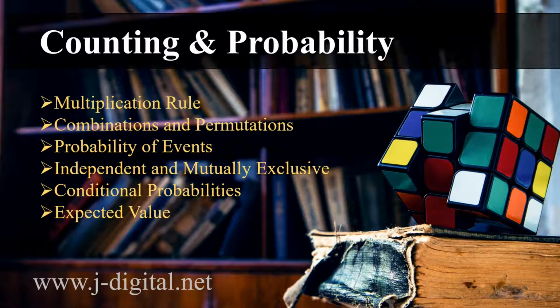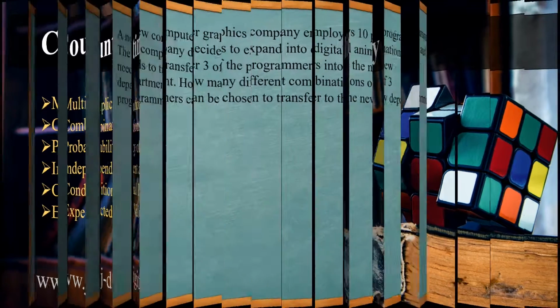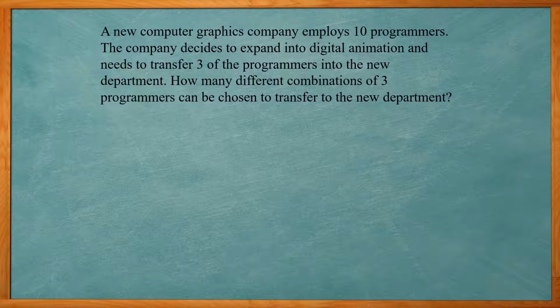The counting and probability section deals with the multiplication rule, combinations and permutations, probability of different events, independent and mutually exclusive events, conditional probabilities, and expected value. So this one reads, a new computer graphics company employs 10 programmers. The company decides to expand into digital animation and needs to transfer 3 of the programmers into the new department. How many different combinations of 3 programmers can be chosen to transfer to the new department?